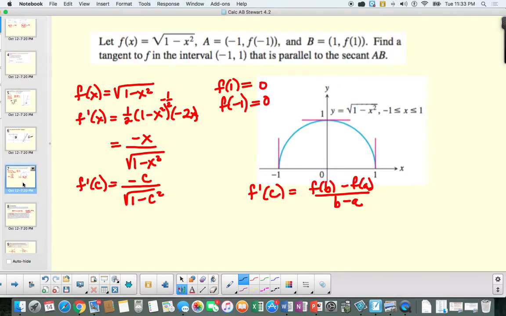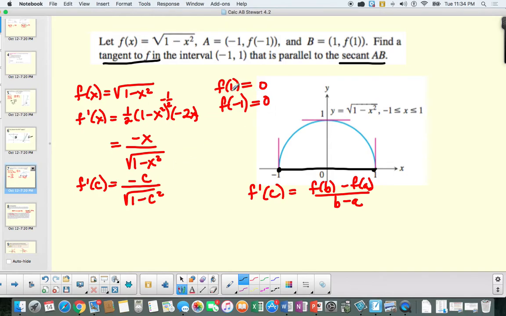All right, let's take a look at this. They want us to find the average rate of change from -1 to 1, and they want us to find a tangent of f that is parallel to the secant. So I'm going to use the mean value theorem, which is right here. I'm going to use the function, find its derivative, and substitute c in there.